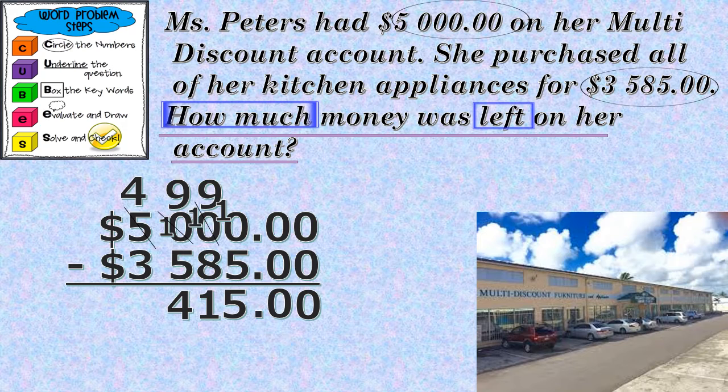3,000 from 4,000 leaves 1,000. Place your 1,000 under your thousands column. Miss Peters has $1,415 left on her multi-discount account.